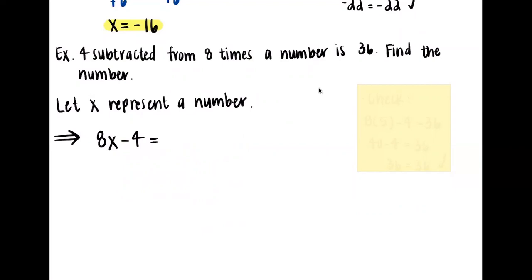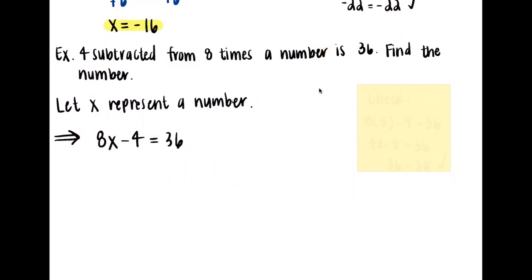So again, it's 8 times a number. So here we have that. And from that, we're subtracting 4. So from 8 times a number. And then there's the word is again, so there's our equal sign: is 36. And from this point, we can solve.